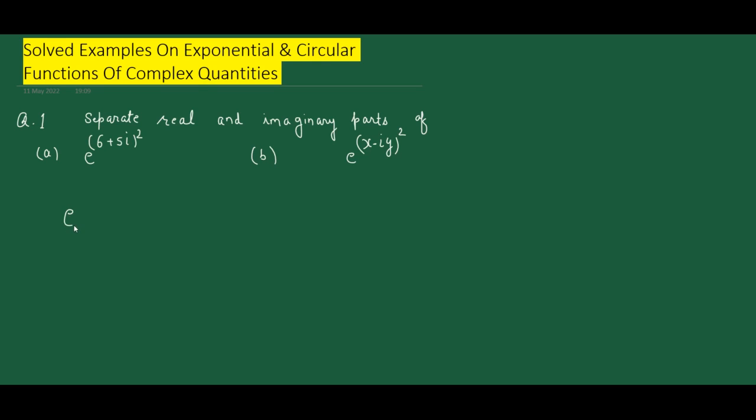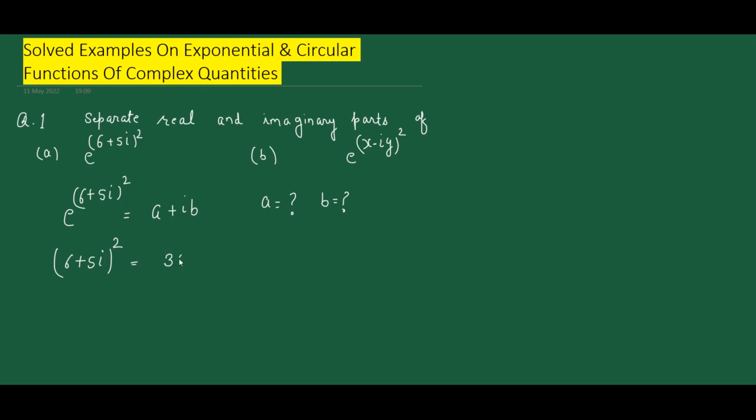Now what we have to find out, we have to express this number as a new complex number a plus iota b, and we have to find the value of a and the value of b, that is the real and imaginary part. So first you have to simplify the power of e, that is (6 plus 5 iota) square. You have to simplify this quantity.